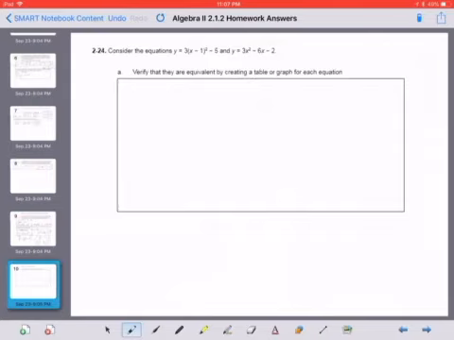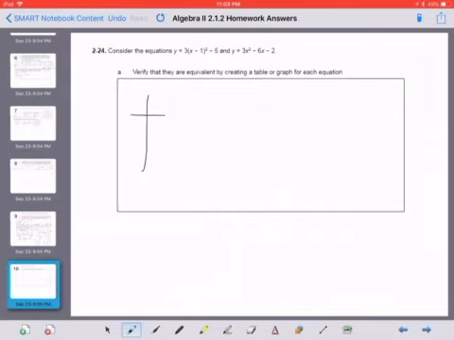Problem 24 says, consider the equation y equals 3 groups of x minus 1 squared minus 5 and y equals 3x squared minus 6x minus 2. So it says, verify that they are equivalent by creating a table or a graph. I created a table. You would create the graph in Desmos or on your graphing calculator. So I did 2 tables.